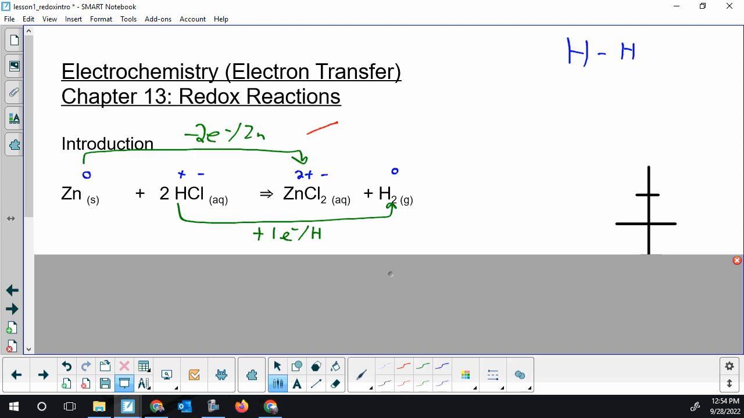If we look at the Cl, our chloride ions, they're not changing. So they're not doing any redox chemistry. So I'm going to just call those a spectator ion.